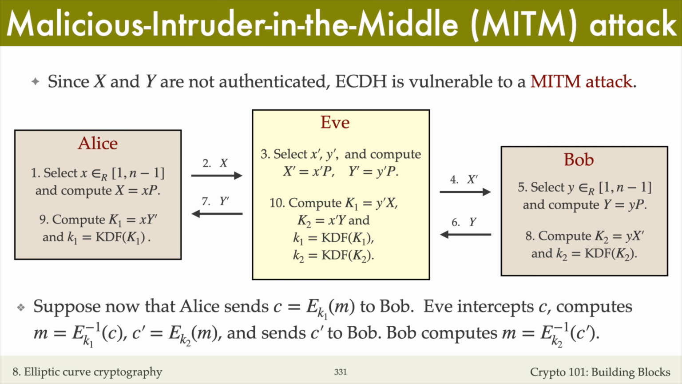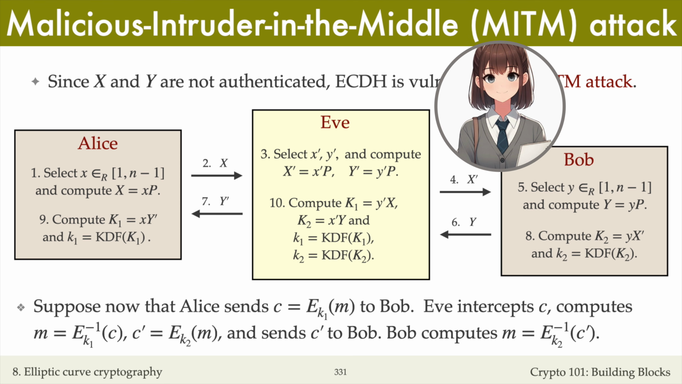This is unauthenticated ECDH, since the exchanged points X and Y are not authenticated. Thus, Phase 1 is vulnerable to a malicious intruder in the middle attack, in which an adversary replaces the points X and Y with points X' and Y' of her choosing. The keys that Alice and Bob compute are not the same, but the adversary can compute both keys.